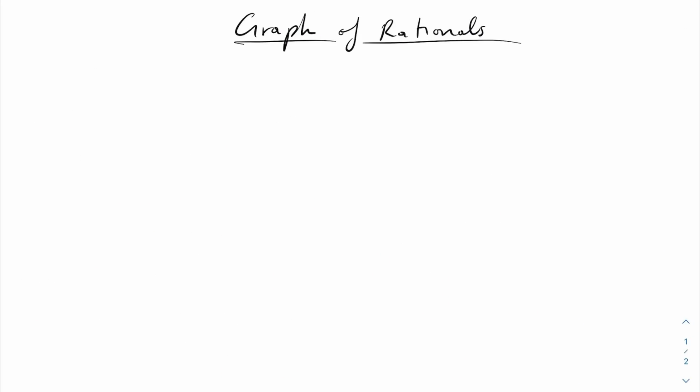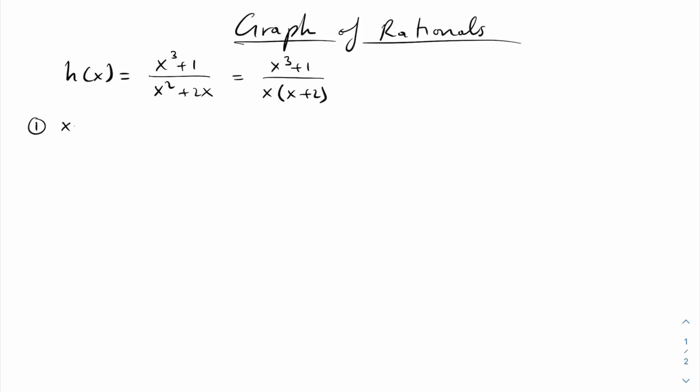And so my last example here is going to be the function h of x equals x cubed plus 1 divided by x squared plus 2x. And so with that, I can go ahead and simplify this function because the bottom has a common factor. So I'm going to have x cubed plus 1 on top divided by x on the bottom in parentheses, x plus 2. And so the first thing I should do here is find my intercepts.